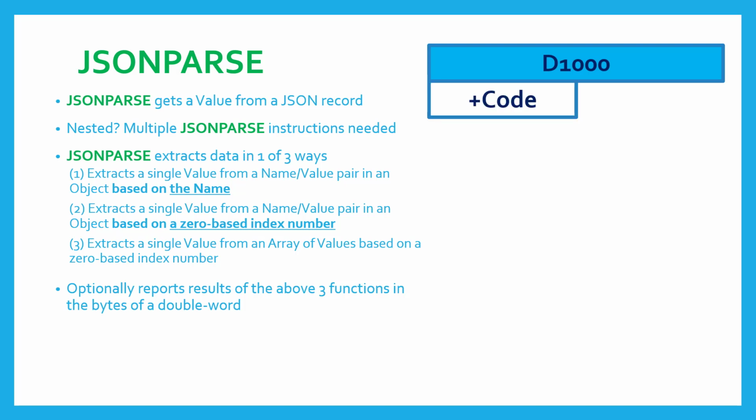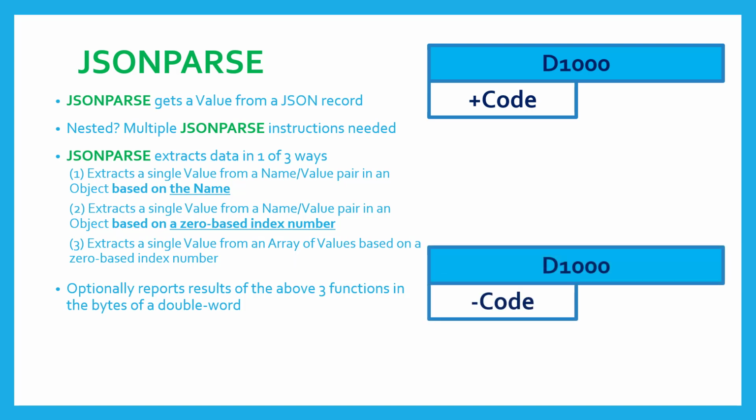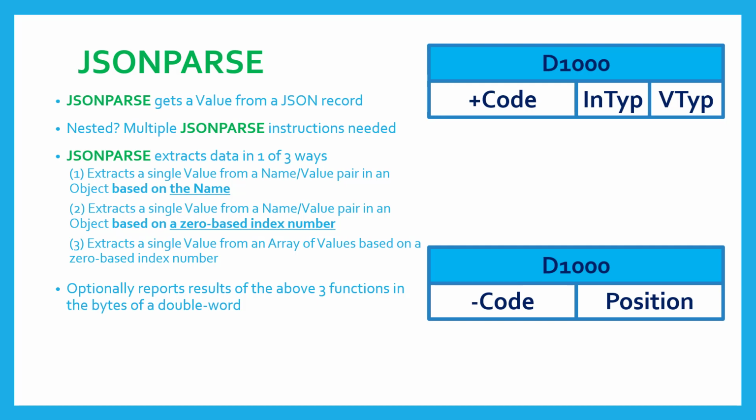The upper word of this double word will return a code. But the thing is, the code can be positive or negative. If it is positive, then the lower word is divided into 2 bytes, representing the input type code and the value type code. More on that in a minute. If, however, the code is negative, then the lower word by itself will indicate the character position in the JSON record where it saw a problem.